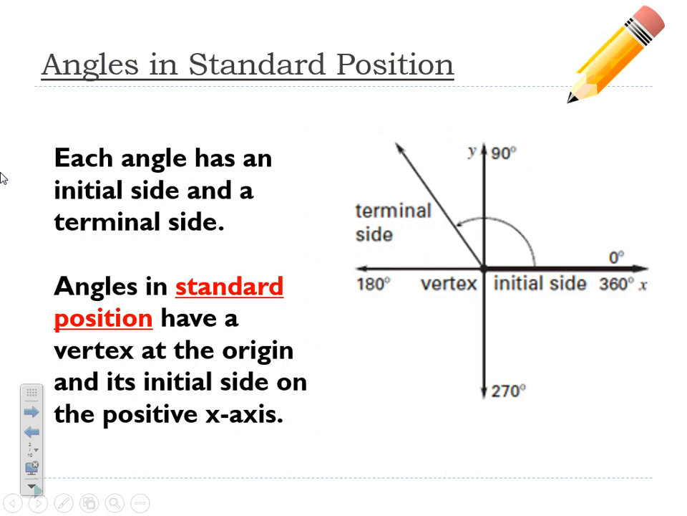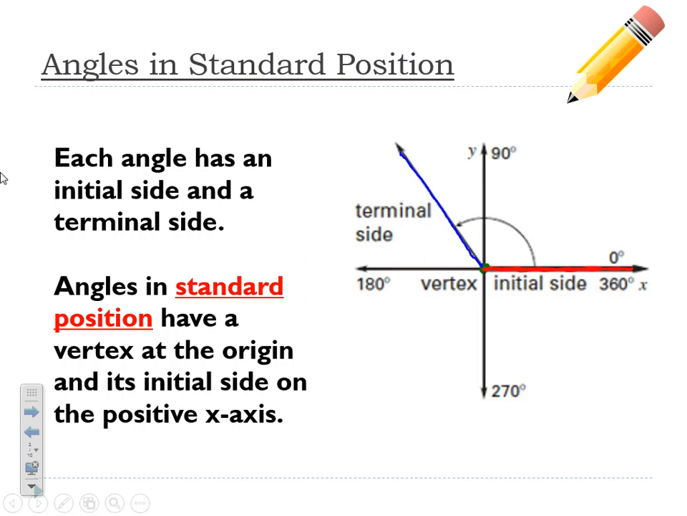Angles in standard position. Each angle has an initial side and a terminal side. If you look at this picture over here to the right, when we're in standard position, our angle has a vertex at the origin and has its initial side on the positive x-axis. The terminal side is where our angle ends.